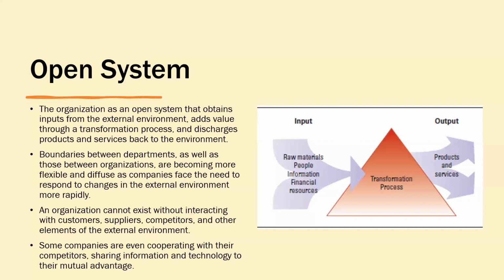And when we reach the unit where we look at interorganizational relationships, we look at how companies, even companies that are competing against each other, are working together just to survive in the marketplace. So the open system is when you put in the inputs, you transform the process, then you deliver products and services to your customers, which is pretty simple.